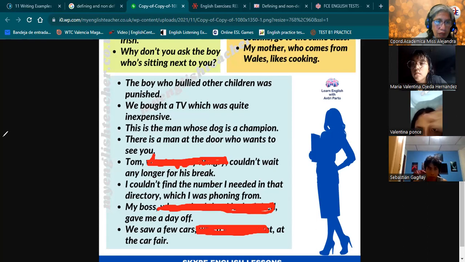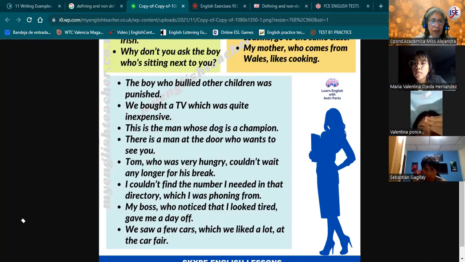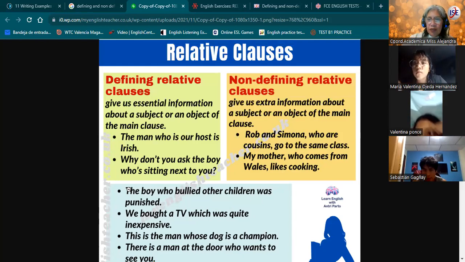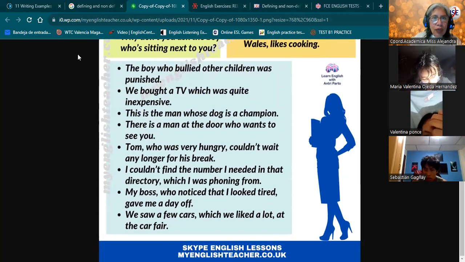So questions about the difference between defining and non-defining relative clauses? Defining, necessary. Non-defining, additional. Non-defining in commas. Teacher, one question. Non-defining always with the comma? Yes, the non-defining are always with commas. No matter, they can be in the middle, like these ones. Okay, it can be in the middle, Tom, who was very hungry, or they can be at the end.